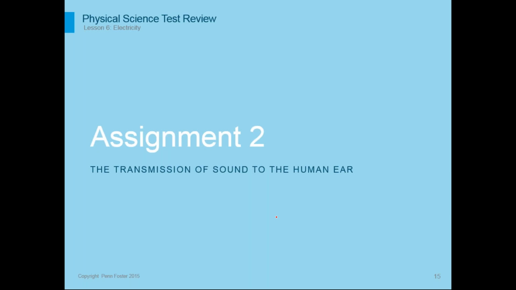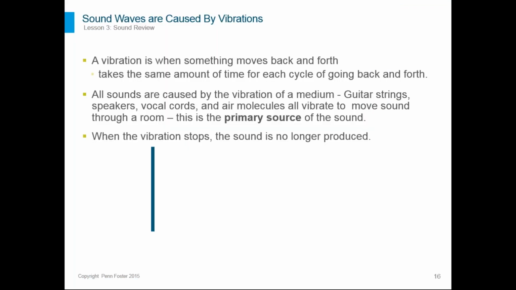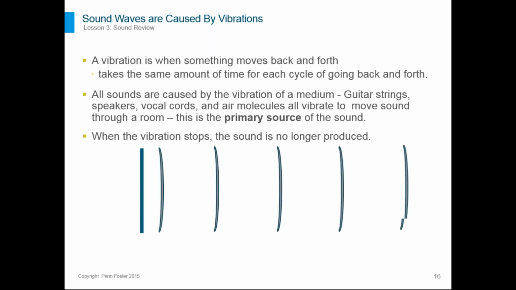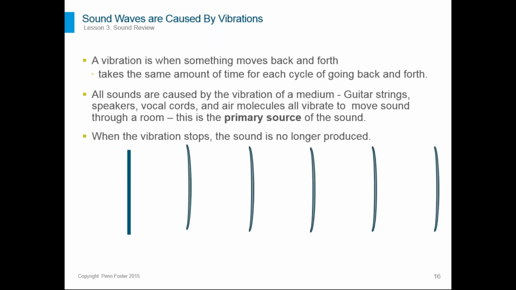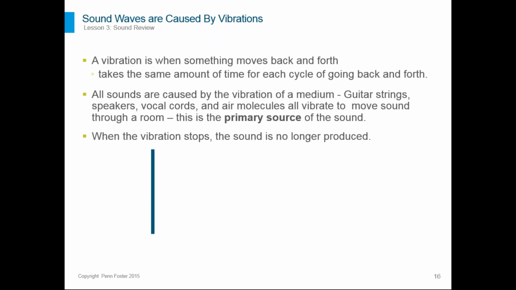Now we're going to talk about sound waves getting to the human ear and how we hear them. Again, a vibration is the primary source of sound waves, and anything that is vibrating is creating these waves, and they are going to move out in all directions through different media. And when the vibration stops, the sound wave is no longer produced. So the sounds that you hear are all just different waves hitting your ear with different frequencies.